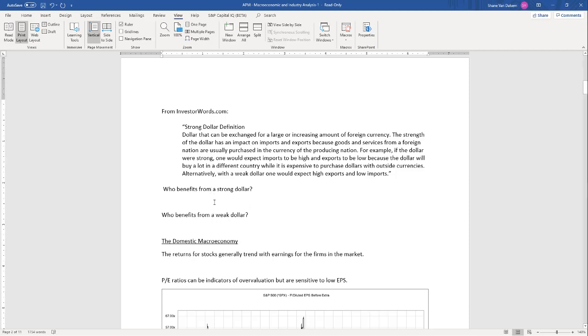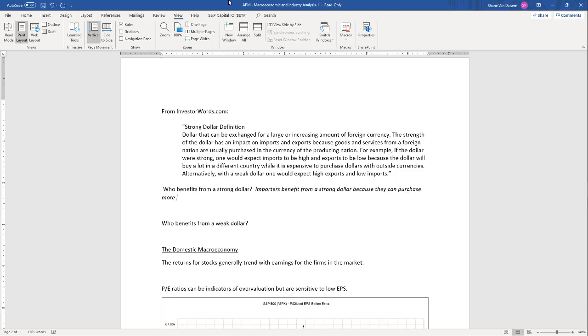So again, who benefits from a strong dollar? Importers benefit from a strong dollar, because they can buy more internationally produced goods with U.S. dollars.